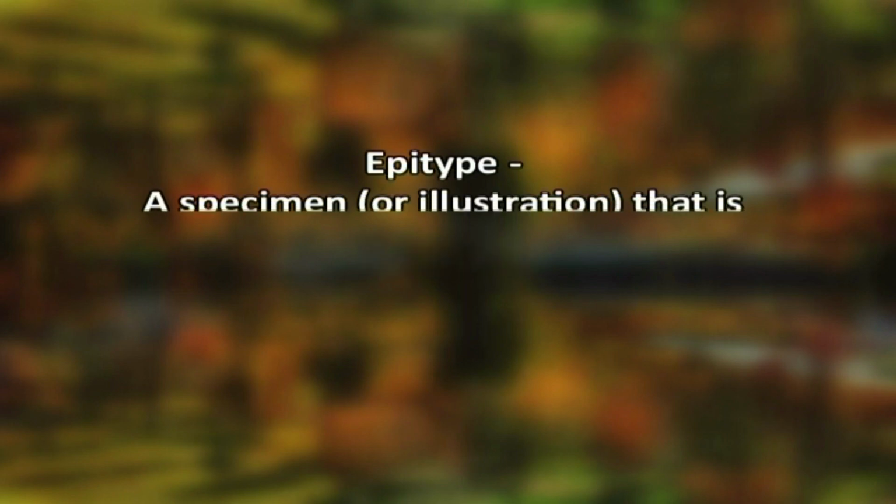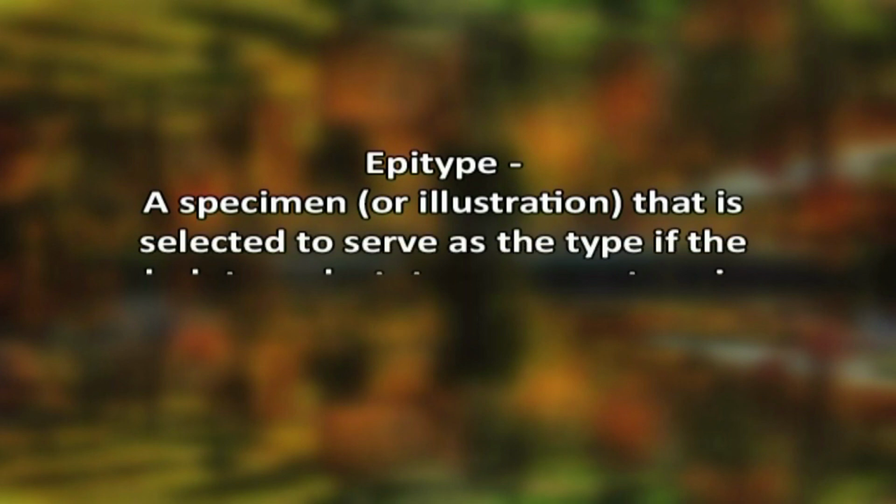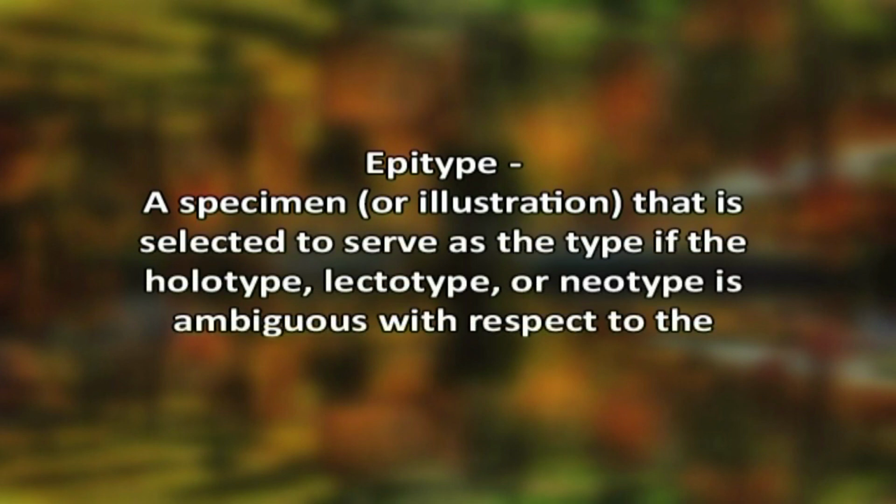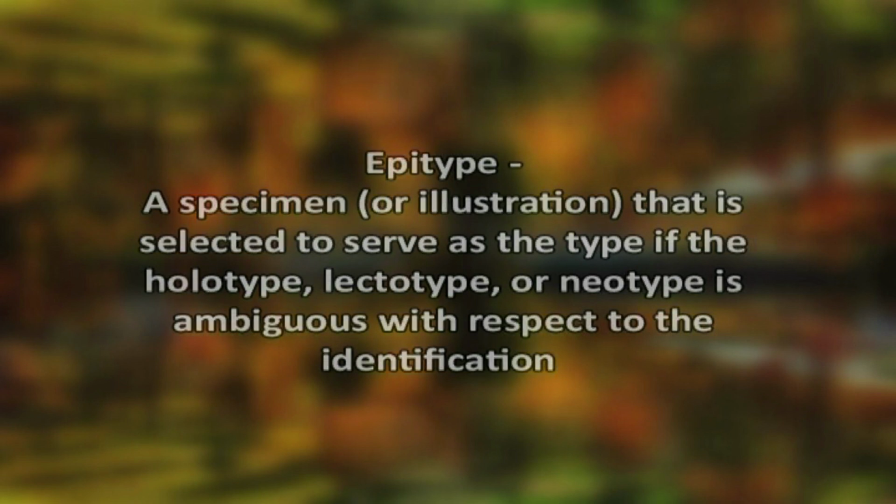Now we come to another type called epitype. An epitype is a specimen or illustration that is selected to serve as a type if the holotype, lectotype or neotype is ambiguous with respect to the identification and diagnosis of the taxon. Article 9.7 of ICBN mentions a potential problem in typification when a type specimen, for a variety of reasons, no longer bears structures essential to the correct identification of the organism, while still bearing other non-essential structures.